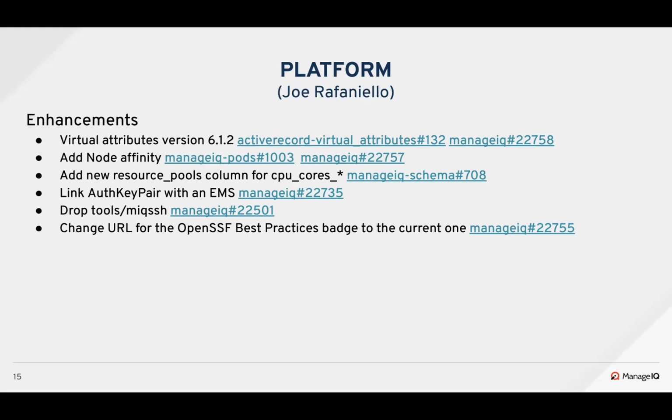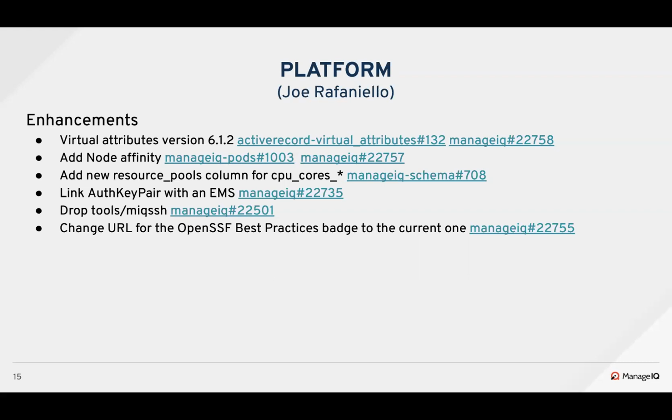For platform enhancements and improvements, Keenan updated virtual attributes release notes. He did a release of 6.1.2, and he fixed the specs in ManageIQ to work with version 6.1.2. Next, Brandon added Node Affinity to the orchestrator to support OpenShift 4.14. As Adam described, Jay added the resource pools column for the CPU core available, reserve and limit fields. Next, Keenan added a virtual belongs_to from auth key pair going to ext management system.